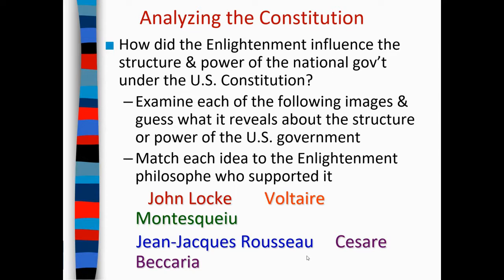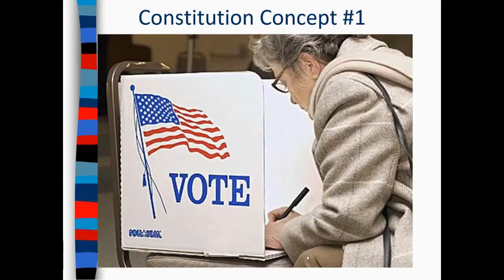Match each idea to the Enlightenment philosophe who supported it. Your word bank is John Locke, Baron de Montesquieu, Jean-Jacques Rousseau, Cesare Beccaria, and Voltaire. Constitution concept number 1.